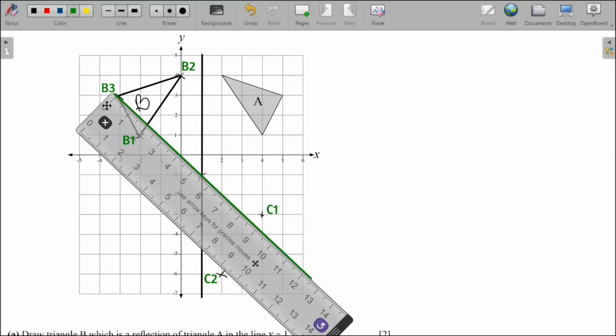Now, taking our reading from 0, this is about 5.4. This is 5, this is 5.1, 5.2, 5.3, 5.4. We have the distance between the point and the center of rotation as 5.4. So from that center of rotation, we locate that same point for triangle C at 5.4 centimeters away from the center of rotation.